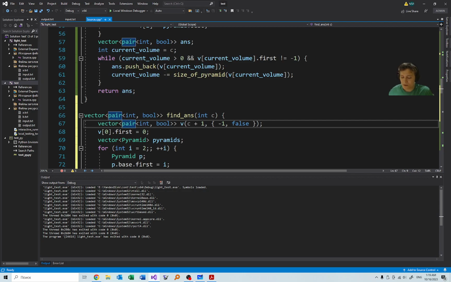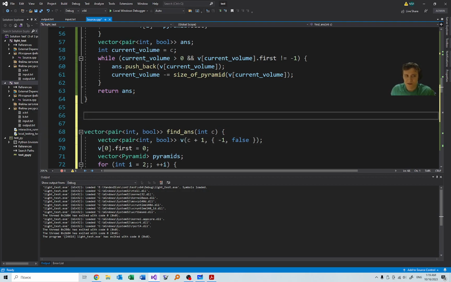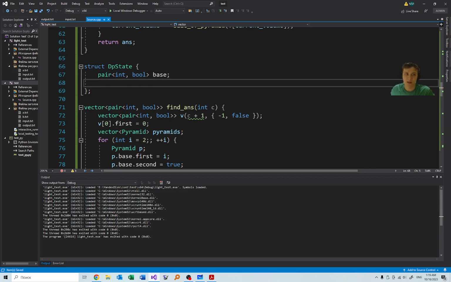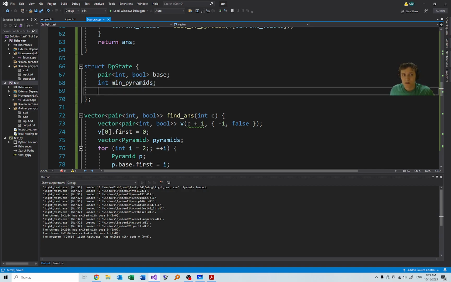So now it gets huge. We want a pair. So it starts to be annoying, so I would like to make a structure again. Now we need a pair of int and bool, which is the optimal base which we need to choose. Also, the minimum number of pyramids. And that's it. So now we have this DP state.